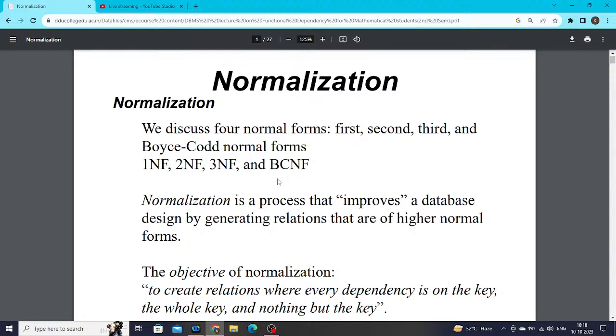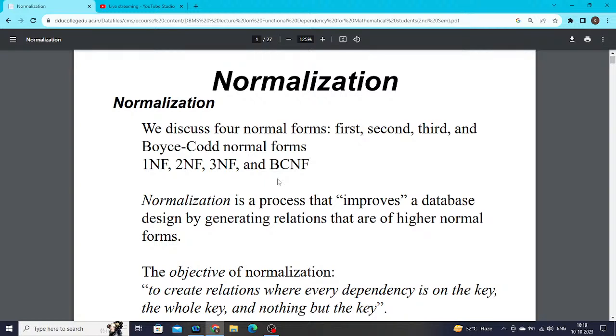Hello everyone. Today I am discussing normalization in DBMS. It's a really important topic in DBMS, and a lot of questions are generally asked on this topic.